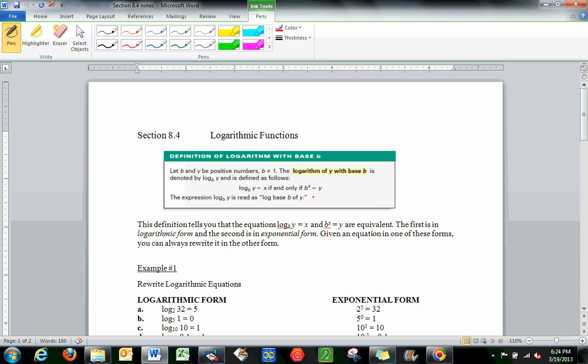Log functions and exponential functions are actually inverses of each other, and we're going to point that out in just a second. But first, let's look at how they compare and how we would write them. If you look at our definition of a log, we're going to define the log with a base of b. So if I write a log function, I'm going to say log base b of x equals y. So it has a base of b.